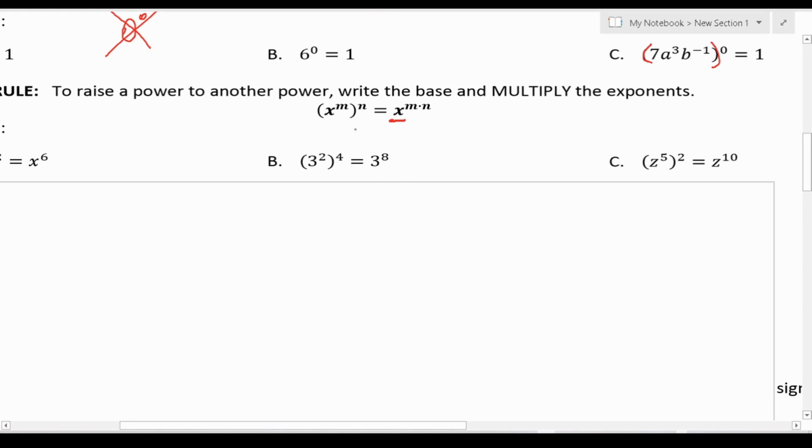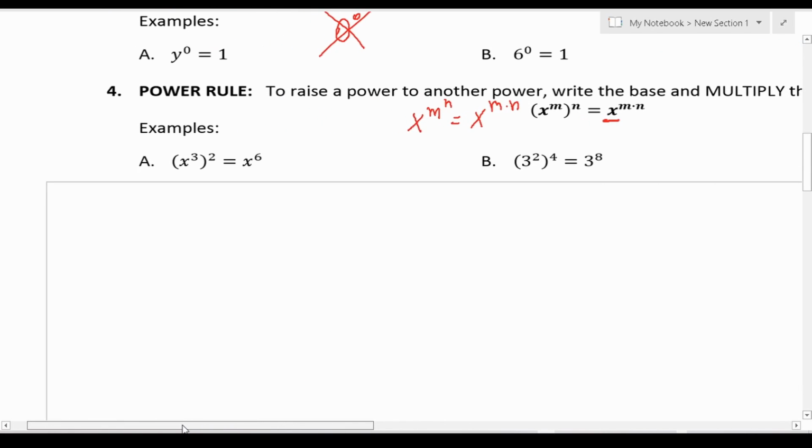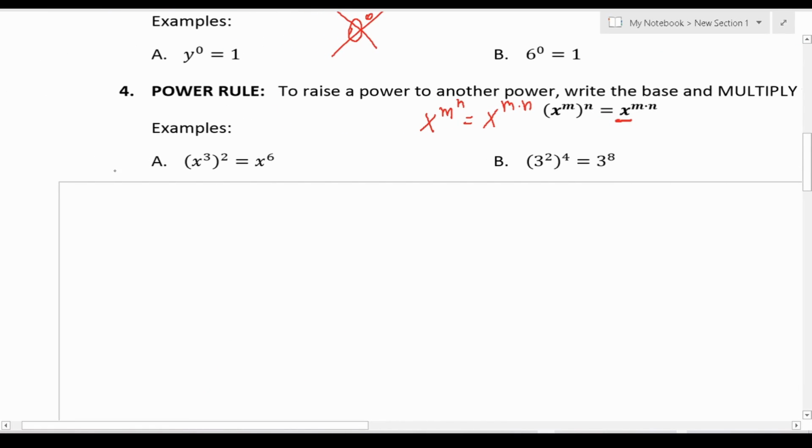So again, this is the power rule. And this would look like this in case you're wondering, without parentheses, x to the m raised to the nth power. Okay, that's another way to express that in case it's not clear. And in which case we would go x to the m times n. Okay, so again, let's take a look at a few examples here before we move on.